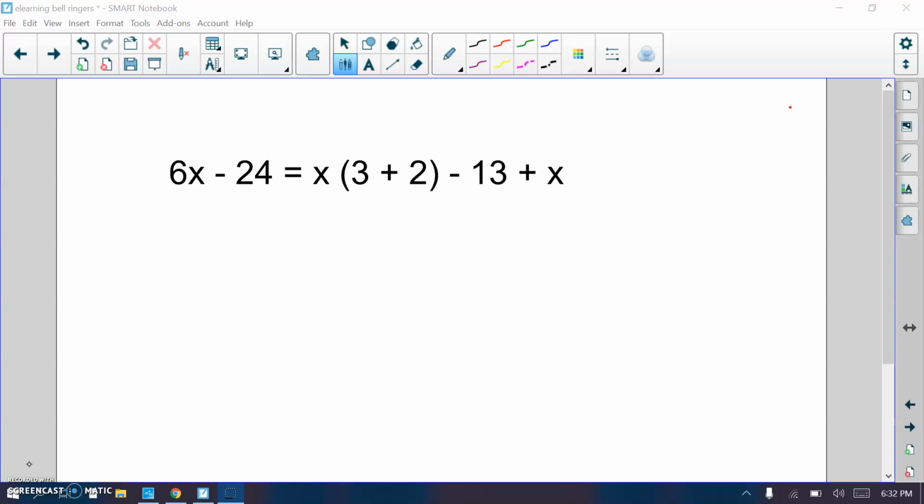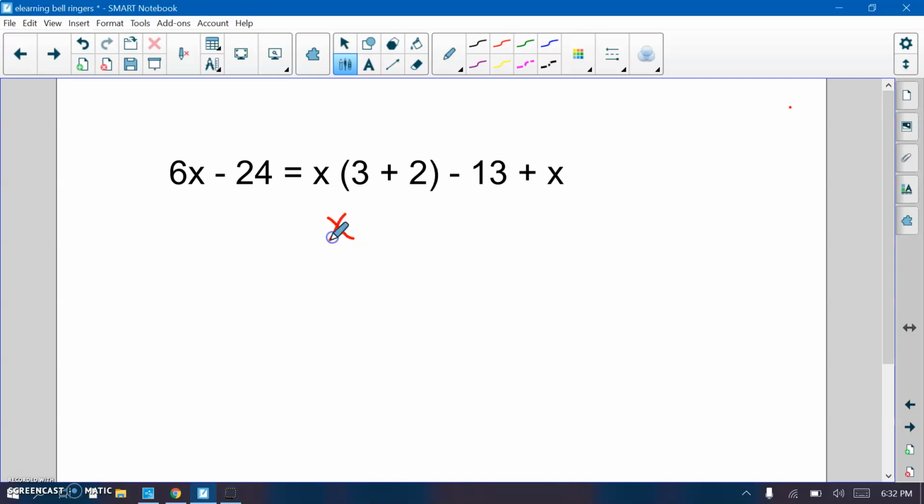Most of you did the beginning algebra correctly, but you ended up giving me an incorrect final answer. So I'm going to walk through this one with you. I'm going to start on the right-hand side of the equation. So the first thing I'm going to do is combine this 3 and 2, and I'm going to end up with x times 5 minus 13 plus x.